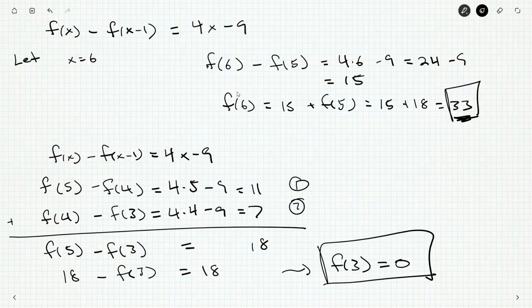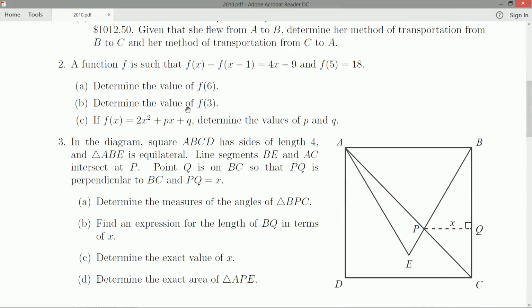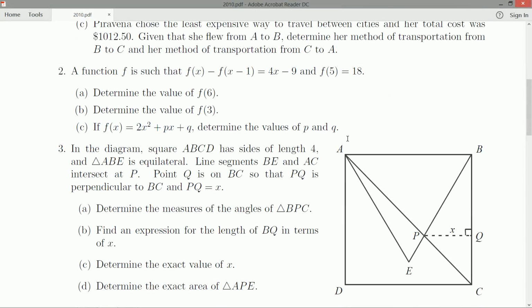Okay. So let's carefully read 2c here. If f of x is equal to 2x squared plus px plus q, determine the value of p and q. So there's sort of two ways I can think to do this one.